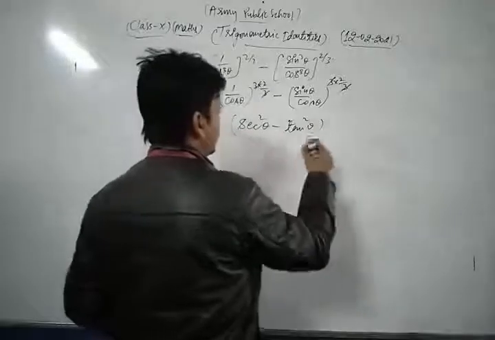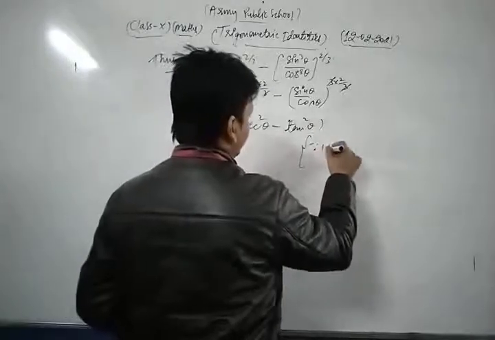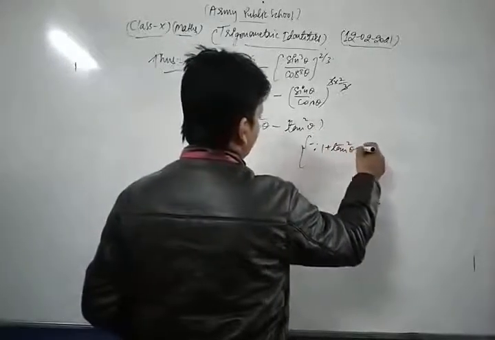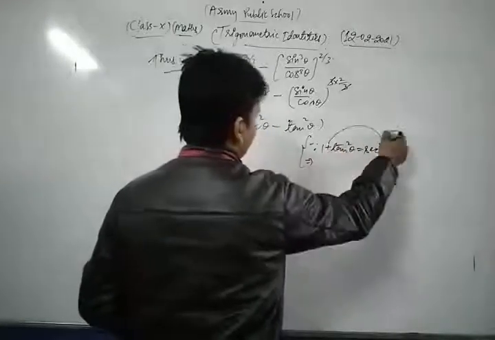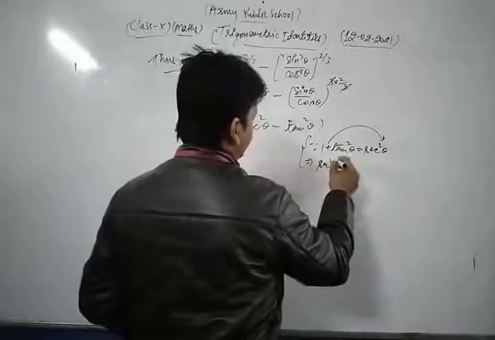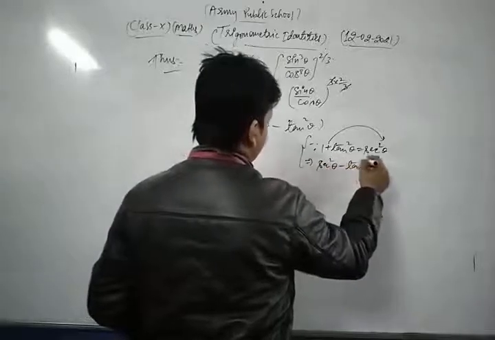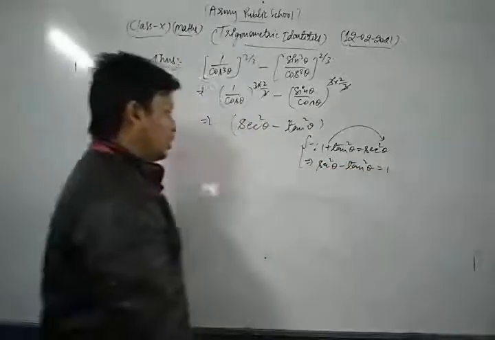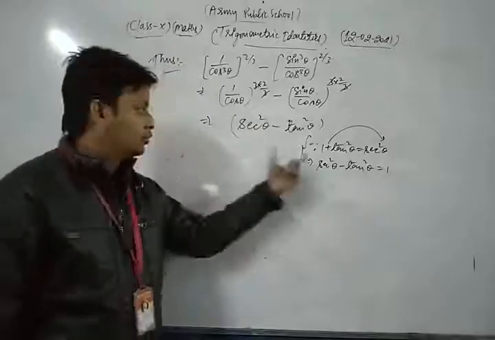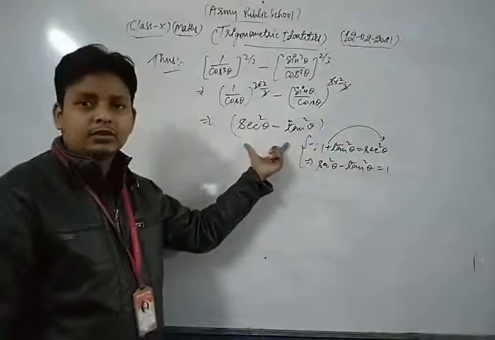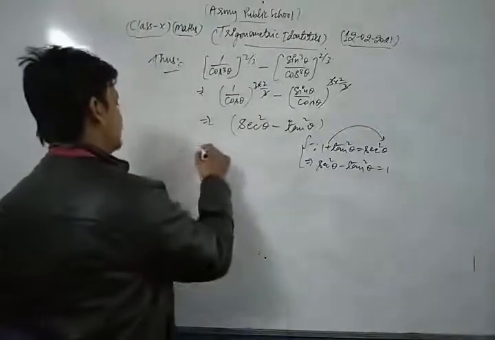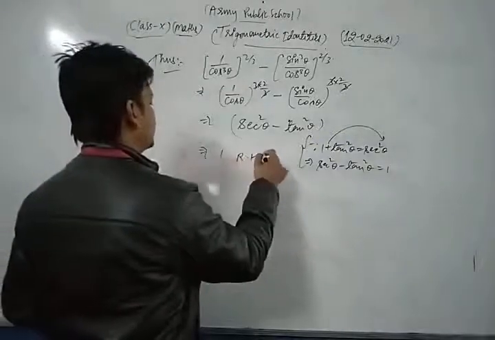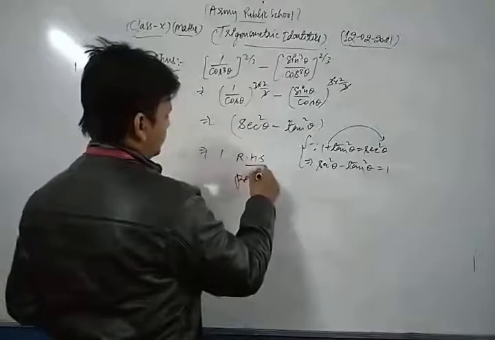And since we know, dear students, that 1 plus tan square theta is equal to sec square theta, transferring that to the other side, sec square theta minus tan square theta is equal to 1. So using that identity, the value of sec square theta minus tan square theta is 1. So we can write 1. This is your RHS, hence proved.